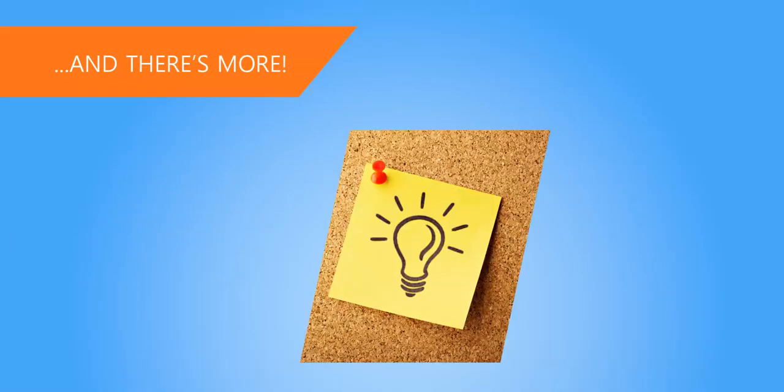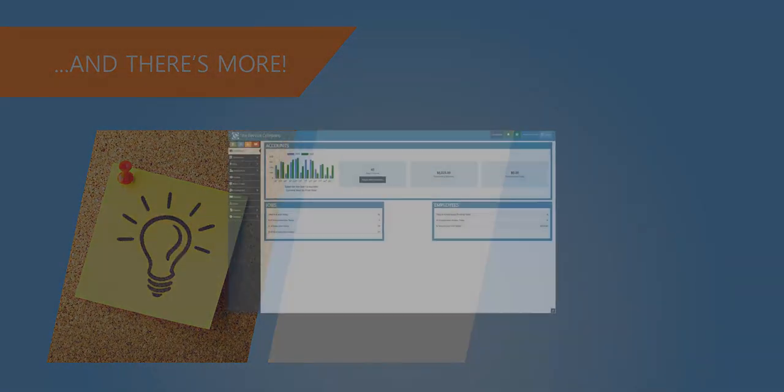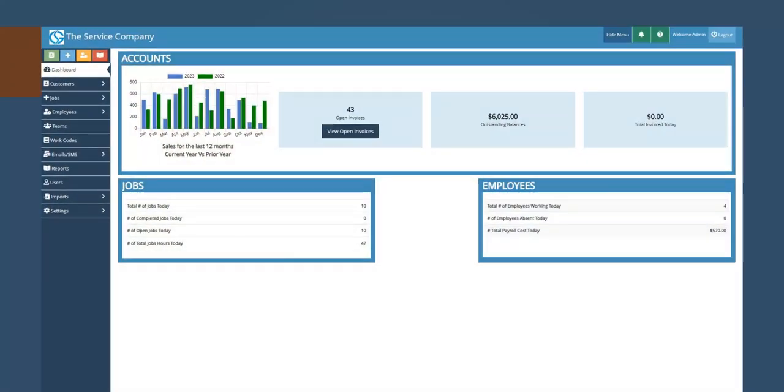And there's more. Our users love the Reminders feature in Service Genius. This lets you create reminders for yourself or for anyone else in your organization, so you never forget important tasks again. Reminders pop up on your screen at the appointed date and time, just like reminders in Outlook or Act, for example. The dashboard gives you a quick snapshot of important metrics of your business every time you sign into Service Genius.